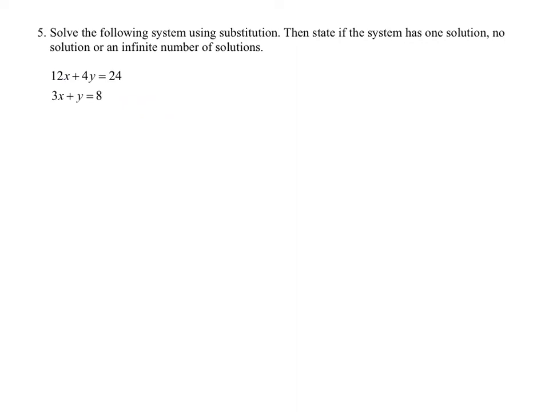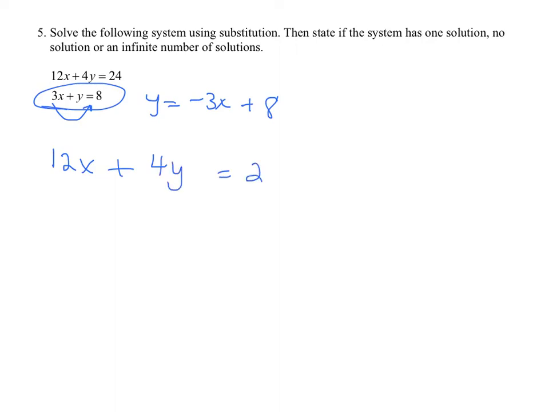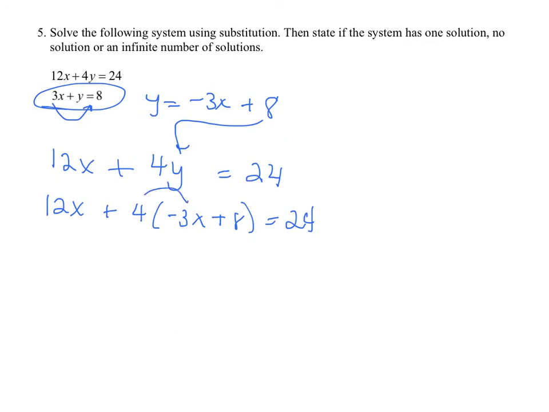Now let's take a look at this one. We want to solve it by substitution, you guys, and neither one of these lines is solved for y or x, so this second one's easier. So let's just move that 3x over to the other side as a negative 3x. And now I'm golden to go, right? I'm going to put negative 3x plus 8 in for y. Do the little algebra that we have to do.